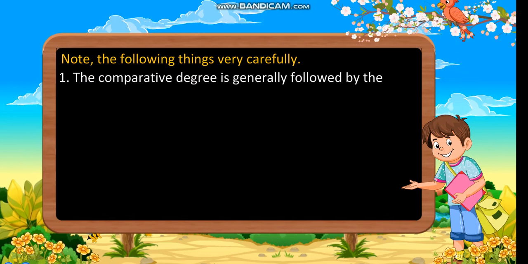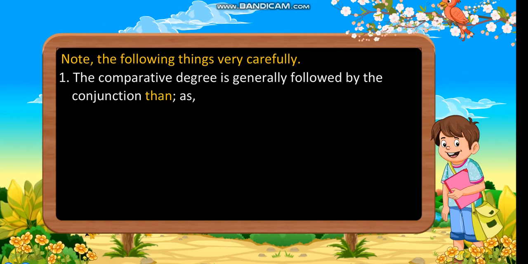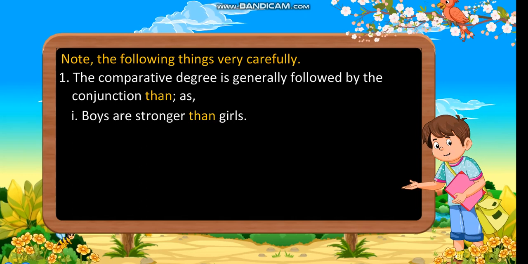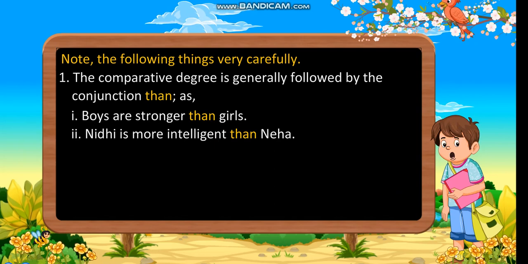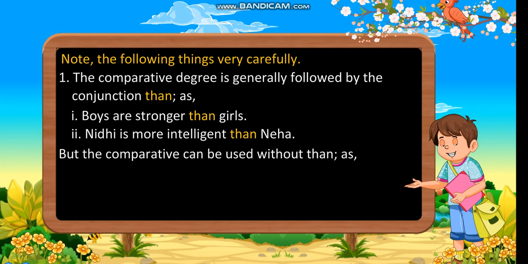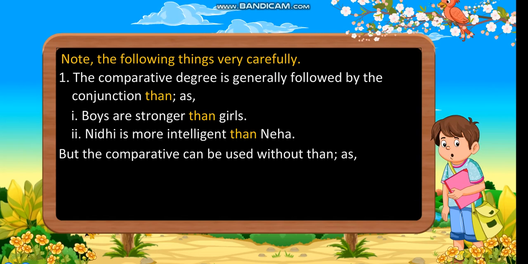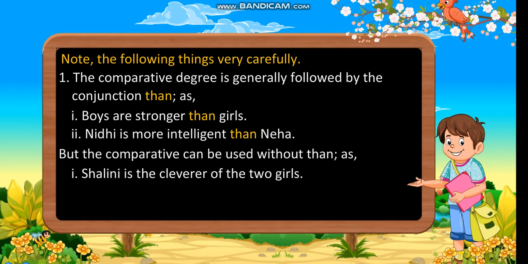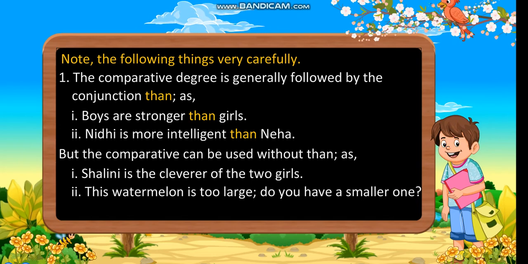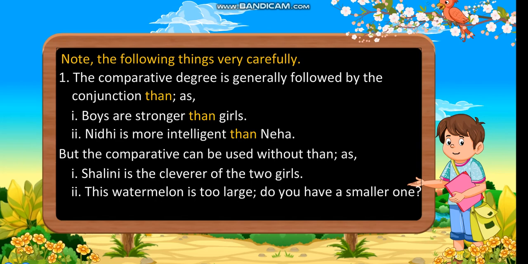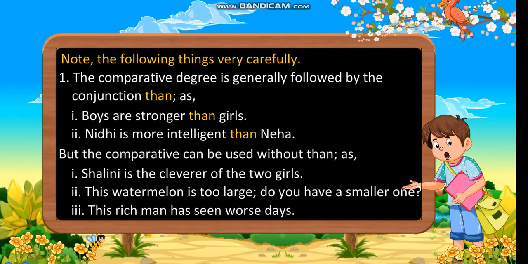First, the comparative degree is generally followed by the conjunction than, as: first, boys are stronger than girls. Second, Nidhi is more intelligent than Neha. But the comparative can be used without than, as: first, Shalini is the cleverer of the two girls. Second, this watermelon is too large. Do you have a smaller one? Third, the rich man has seen worse days.